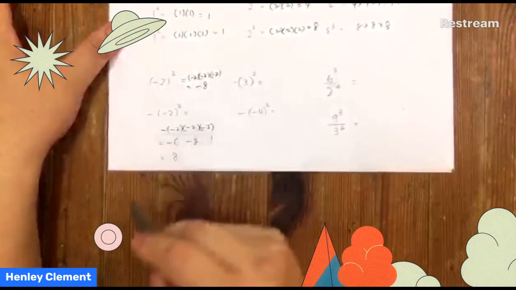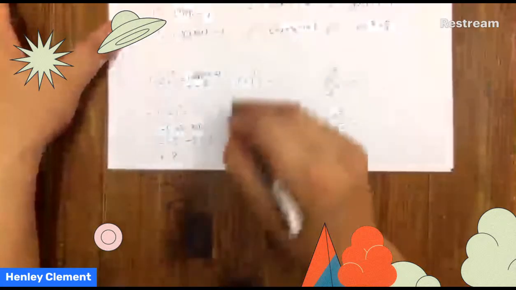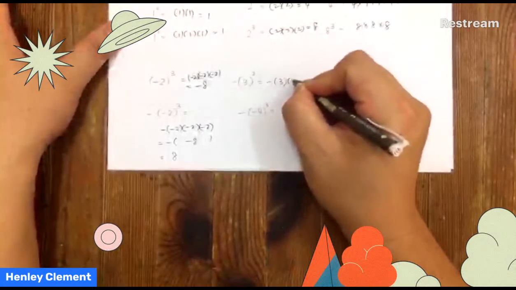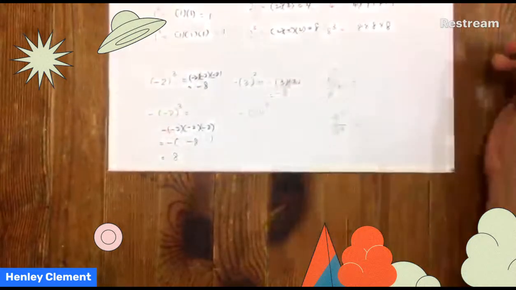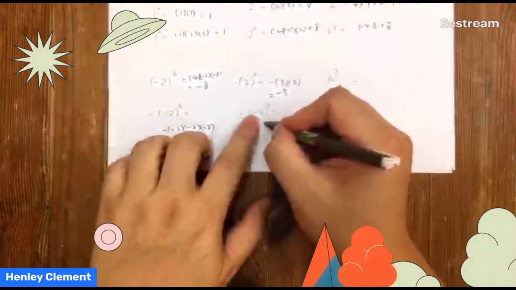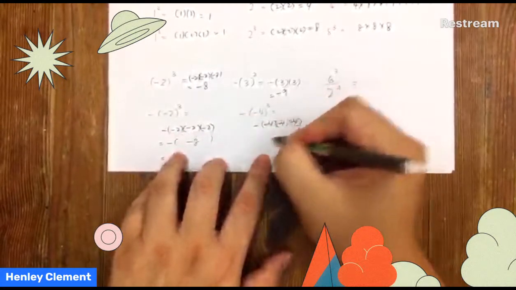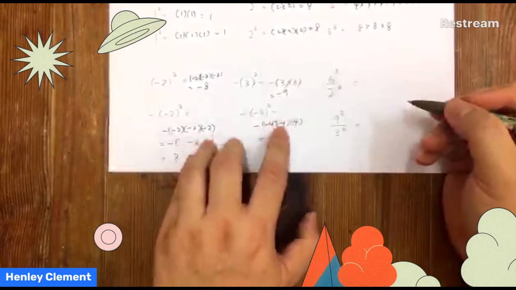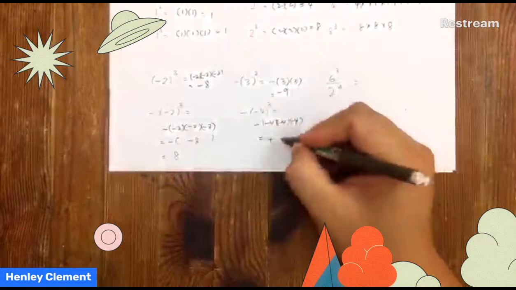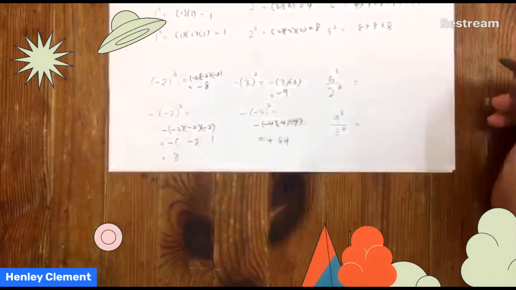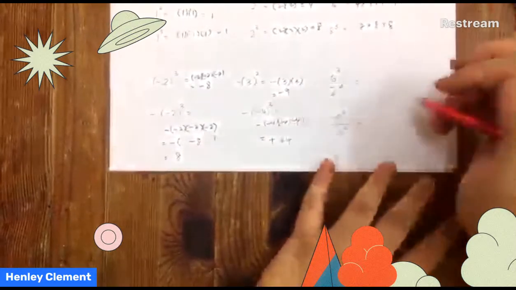1, 2, 3, 4. 4 negatives will give you a plus sign. This one is negative 3 times 3. 3 times 3 is 9, so it's negative 9. This one is negative, and then we have 3 times of negative 4, negative 4, negative 4. 1 negative, 2 negative, 3 negative, 4 negative. So this is an even number, so it will be a positive 64.